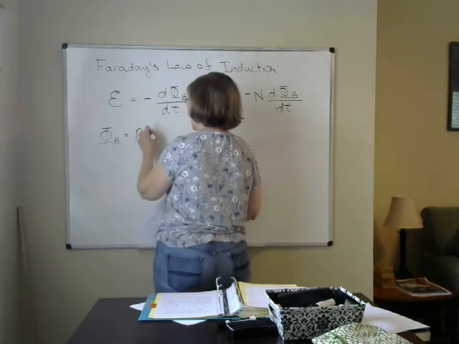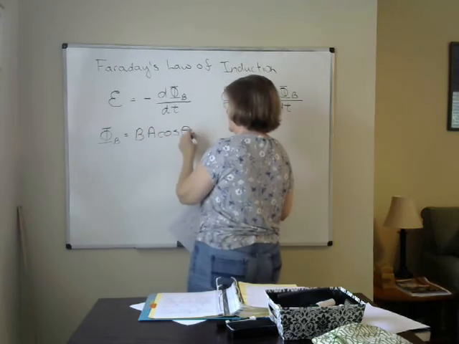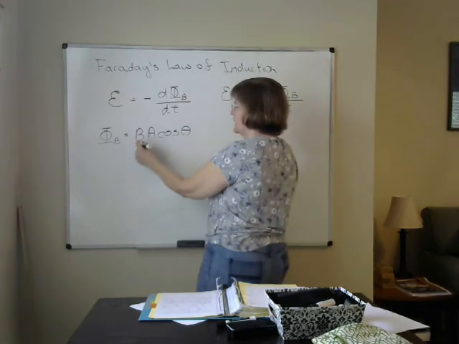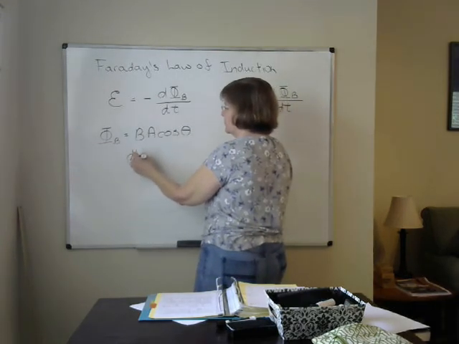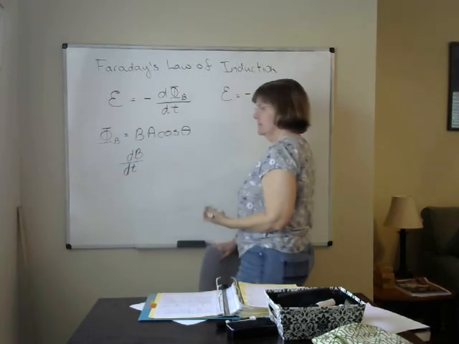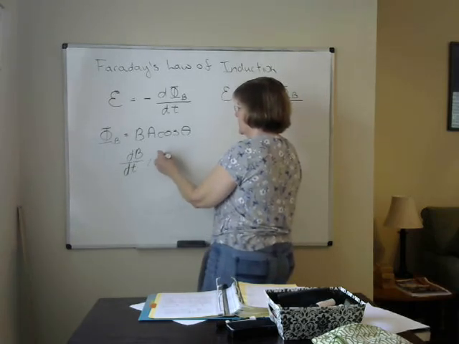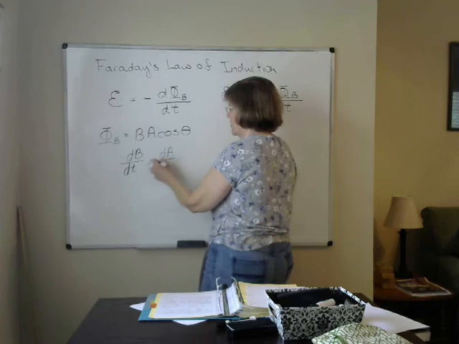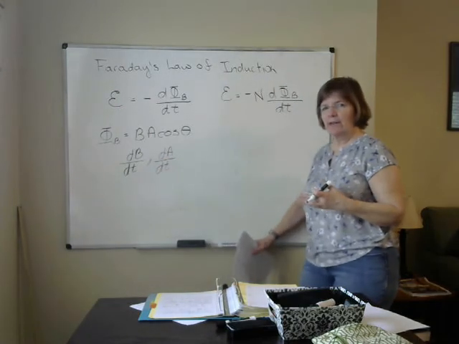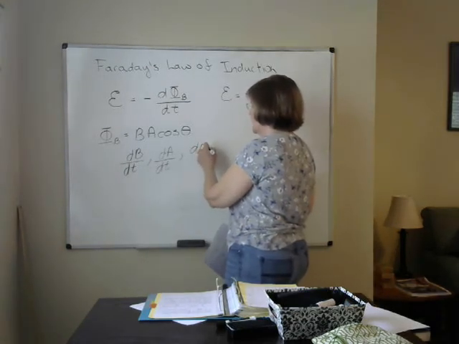Flux is B A cosine theta. It's possible that you get an induced EMF because you have a situation where the magnetic field is changing with time. It's possible you get an induced EMF because you have a situation where the area is changing with time. There are actually quite a few situations where you can vary that area. Or it's possible that the angle is changing with time.